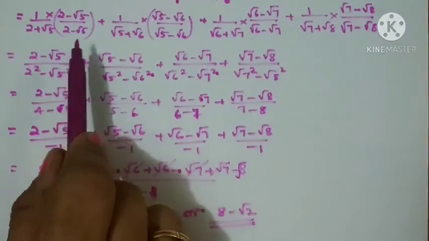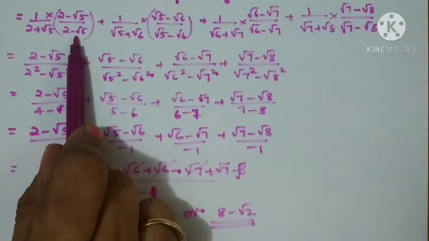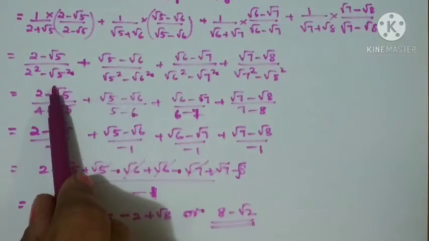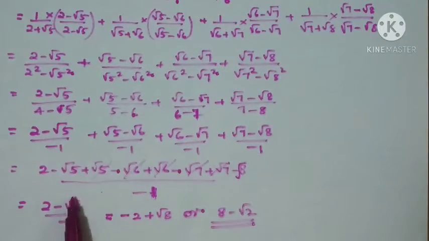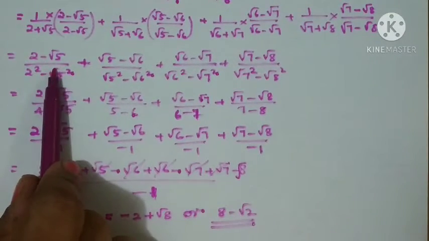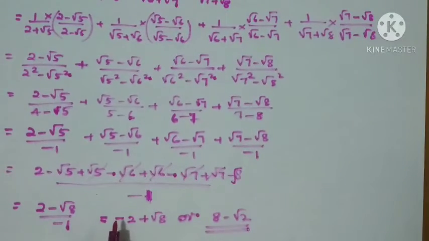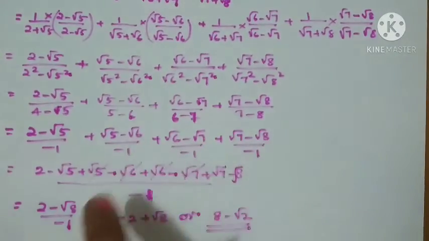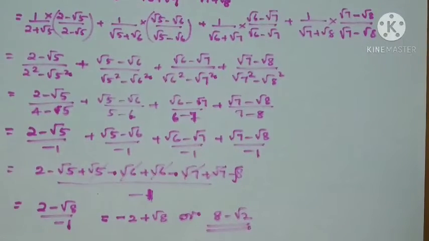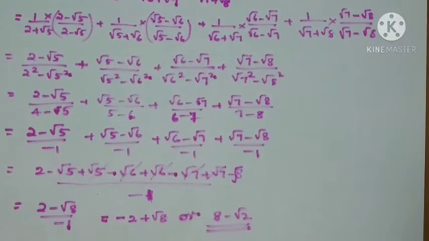See, we have to write all the steps. Rationalizing the factor must be shown, simplification must be shown, and write it down. Don't write, after getting 2 minus root 5 by 2 square minus root 5 square, suddenly 2 minus root 5 plus root 5 minus root 6 like that. If you are skipping so many steps, your marks will be reduced. You will not get full marks in the paper, because in the marking scheme each step carries a mark. So don't skip the steps.